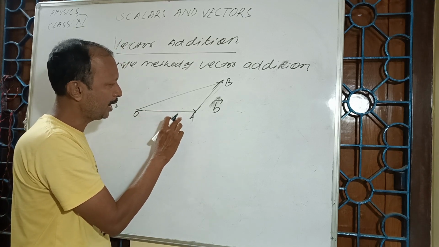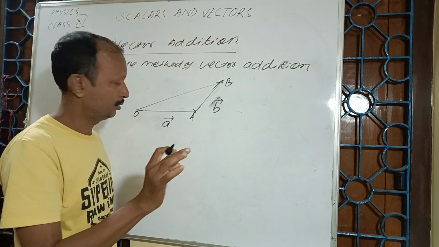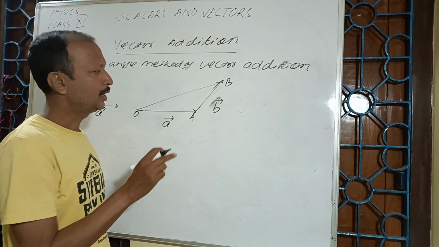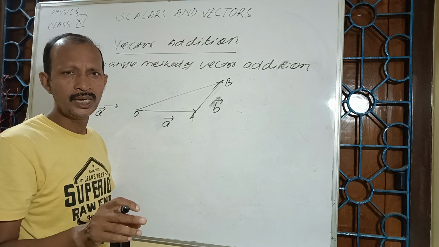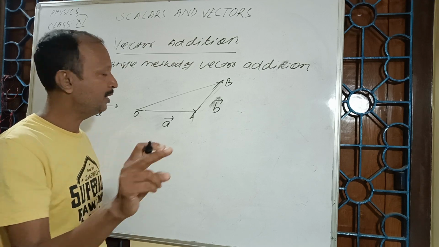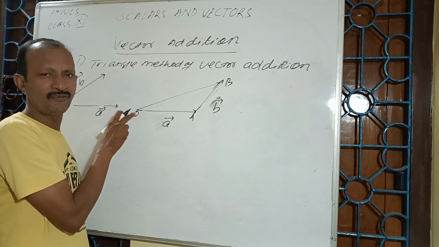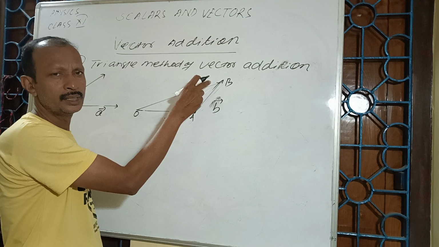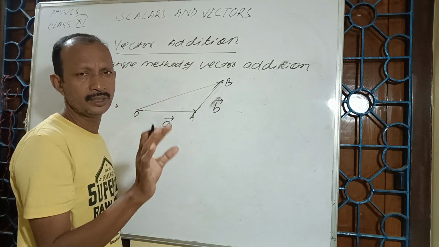That means vectors A and B are taken in the same order. But the resultant vector is not in the same order. The resultant vector is in opposite order. That means the tail of the resultant vector coincides with the tail of the first vector and its head coincides with the head of the last vector.